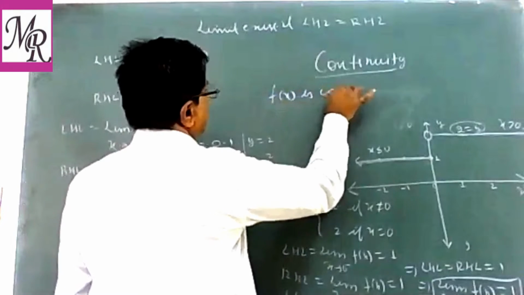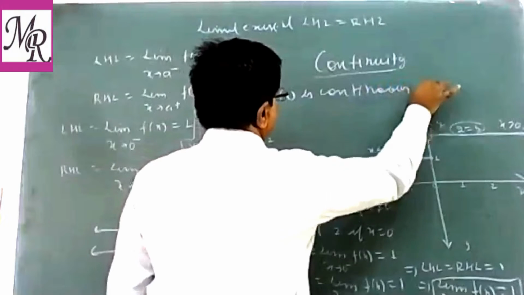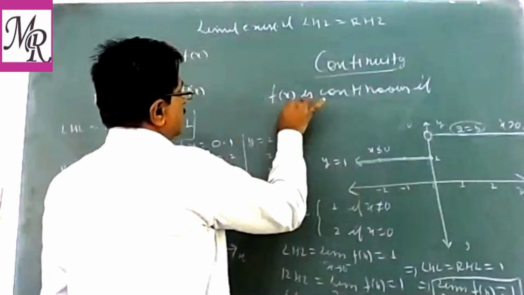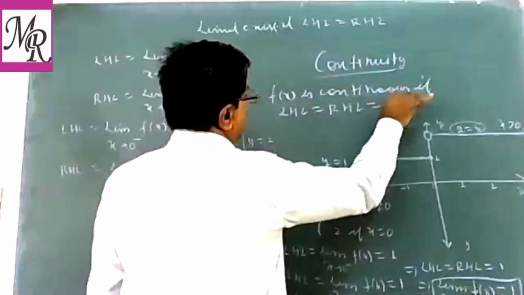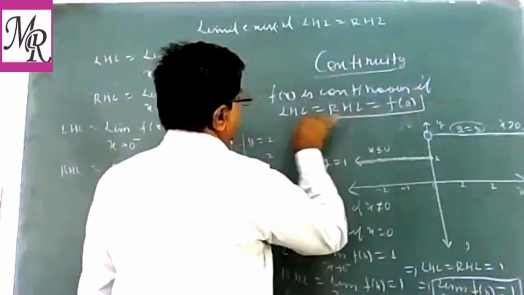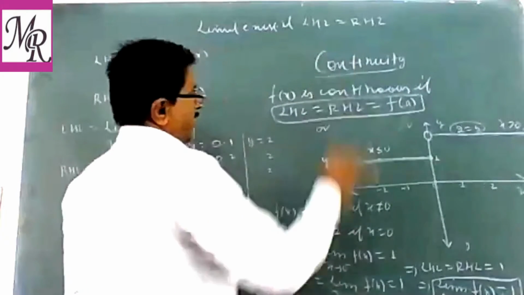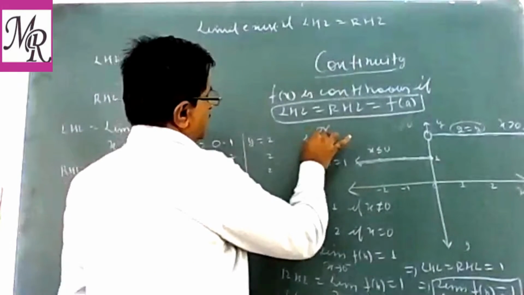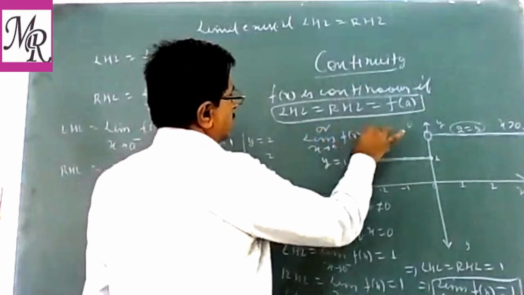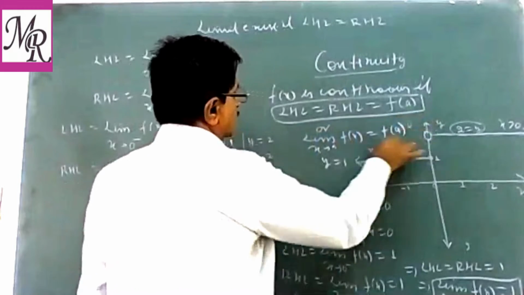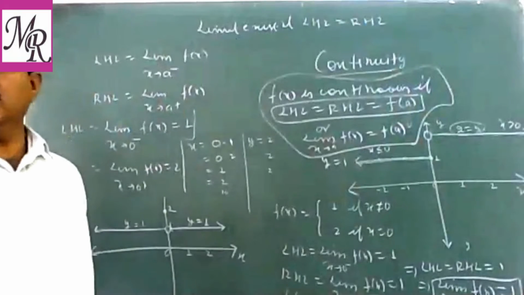f(x) is continuous if we can say left hand limit equals right hand limit equals the value of the function at that point, or you may write it as limit x tends to a of f(x) is equal to f(a). So we call a function continuous. This is clear?